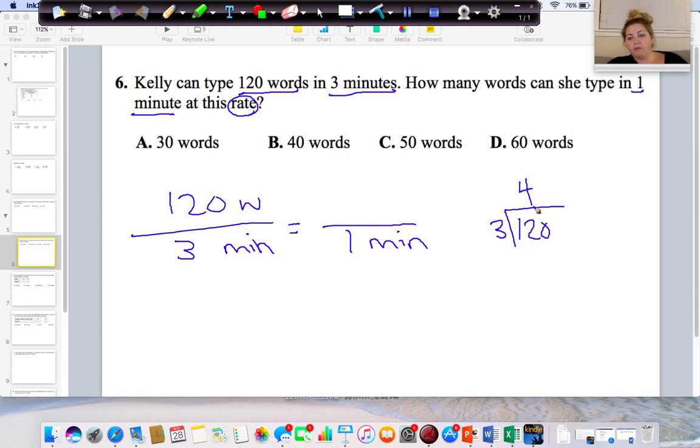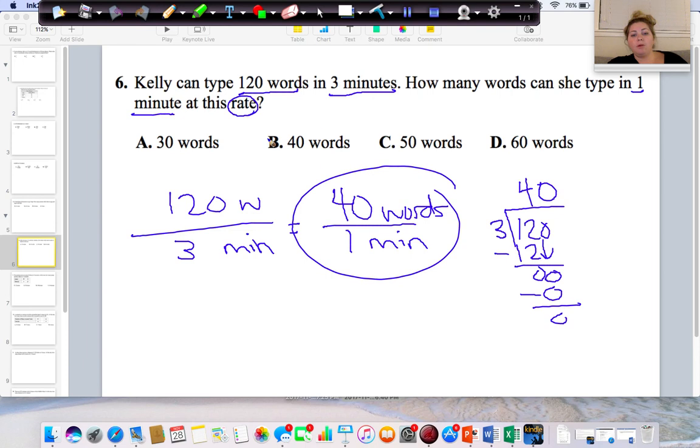3 goes into 12 4 times. 4 times 3 is 12. Subtract and we get 0. Bring down our 0. 3 goes into 0 0 times. 0 times 3 is 0. Subtract and we get 0. So 40 words per minute.